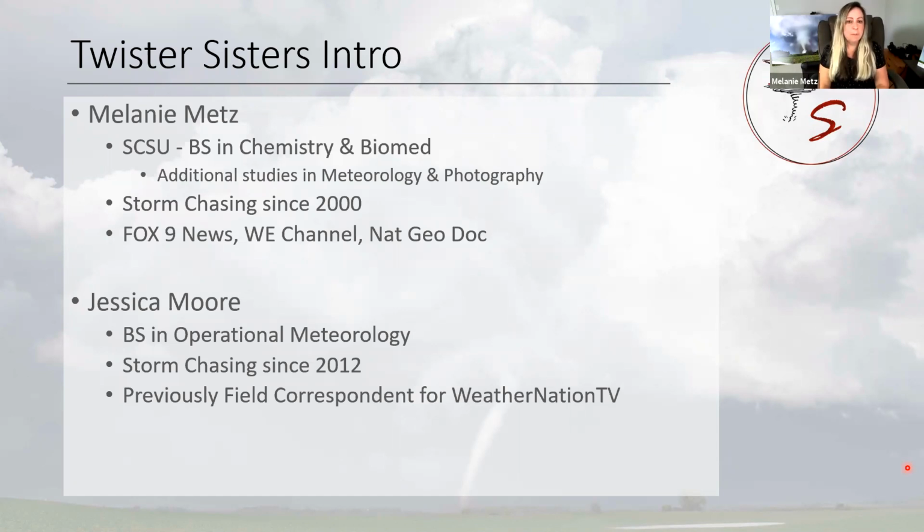So just a little bit about myself. My name's Melanie, and I have a Bachelor of Science in Chemistry and Biomedical Science. I double majored at St. Cloud State University. After I got my degree, I went back to take additional classes in meteorology, and I studied photography there as well. I didn't complete my meteorology degree, but I did learn how to do forecasting and other critical things in the field of being out there to chase storms.